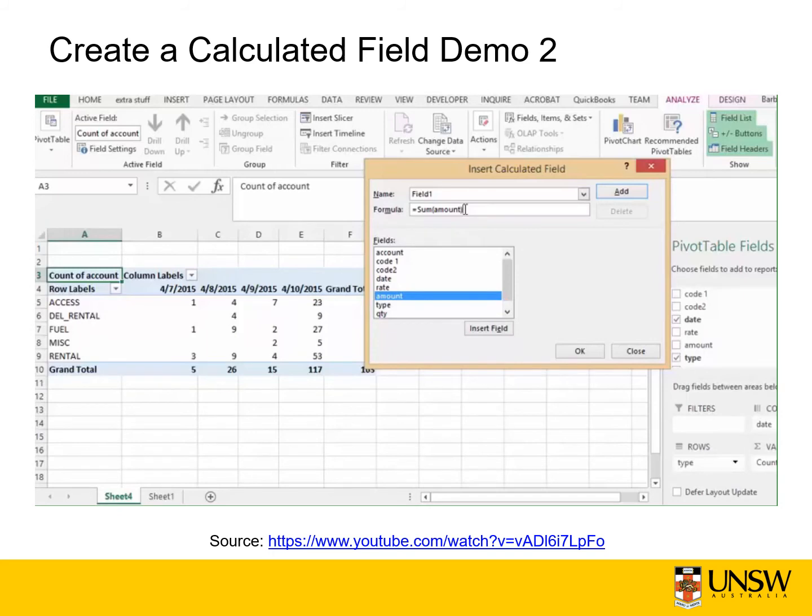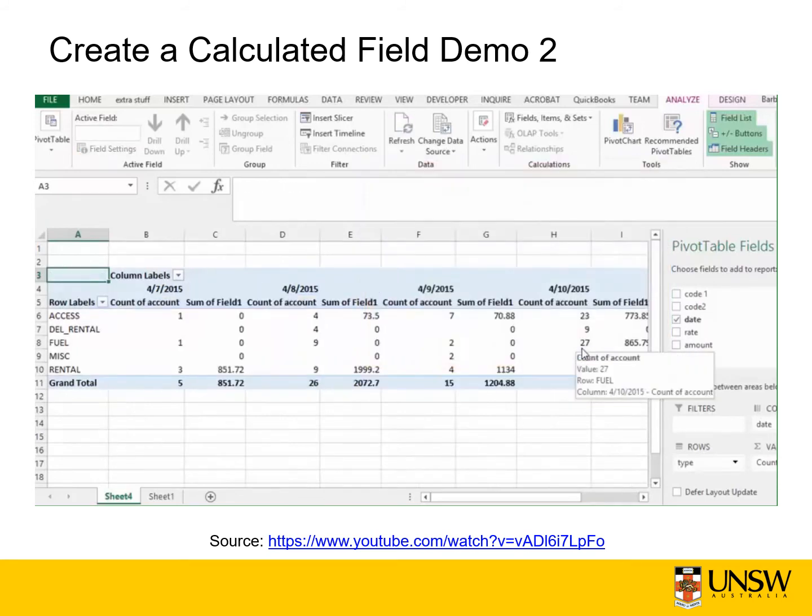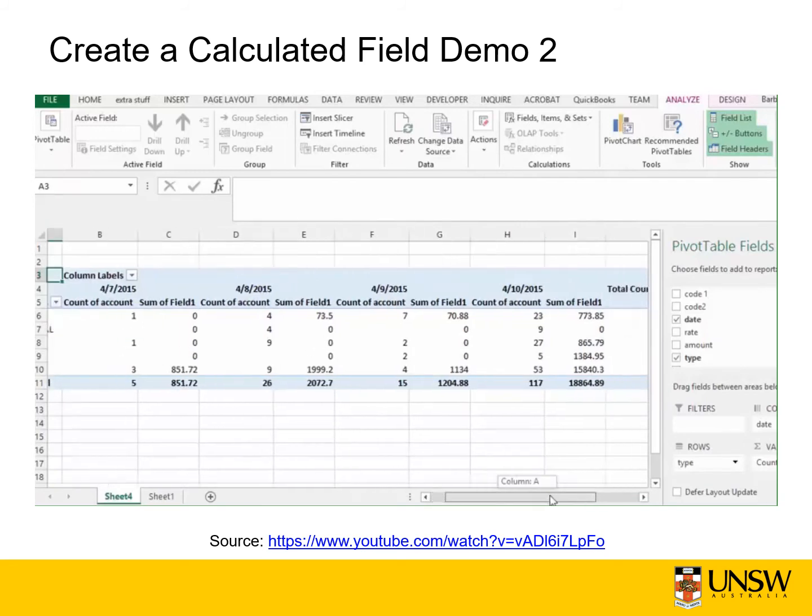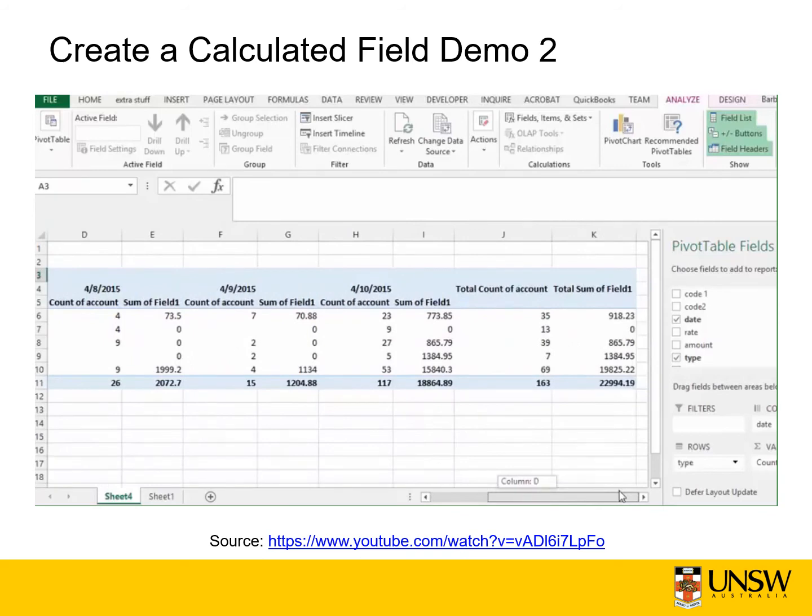And we could name the field, but we'll leave it at field 1, and we'll go OK. So it says sum of field 1, so you could change that to sum of account. But this is how you add. So you have a count of the number here, and now you have the sum of the number here. So this is a little more useful for what you need. So this is how you add a calculated field to your pivot table.